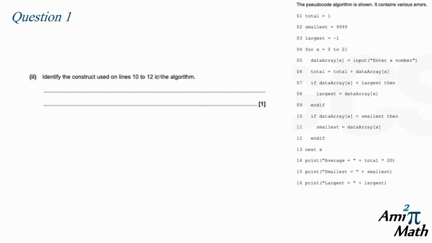Okay, now identify the construct used on lines 10 to 12 in the algorithm. So lines 10 to 12 is here. If data array X is less than smallest, then smallest equals data array X, and if. Immediately, it uses an if statement, so we know that would just be branching or selection.